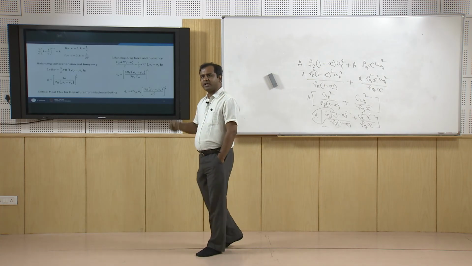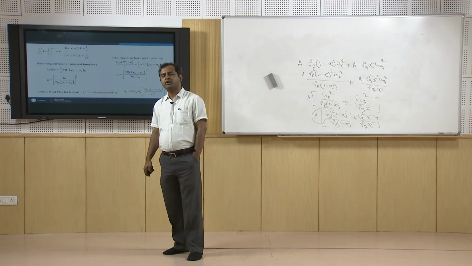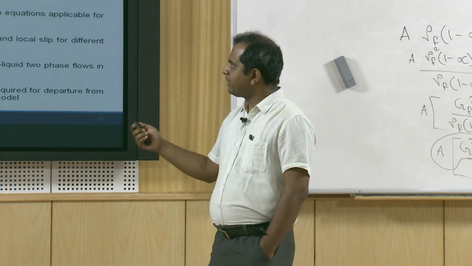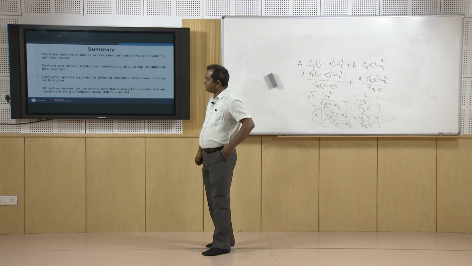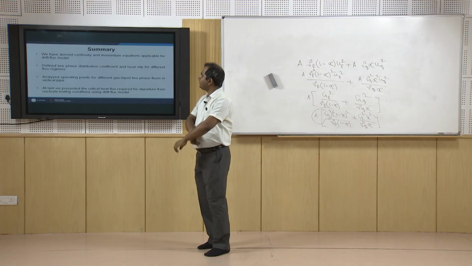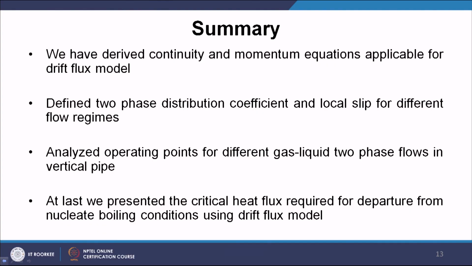So, here we have seen how, using the drift flux model, we can predict the critical heat flux. Okay, to summarize, we have derived the continuity and momentum equations applicable for the drift flux model, defined two-phase distribution coefficients and local slip for different flow regimes. We have also analyzed different operating points for gas-liquid two-phase flow, and finally, we have shown you the critical heat flux for departure from nucleate boiling.